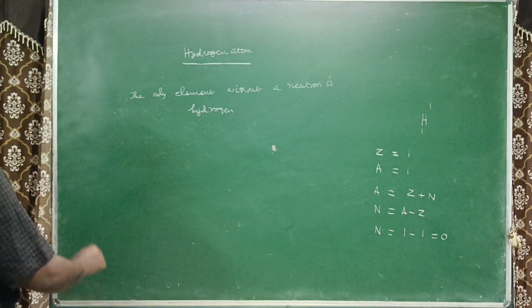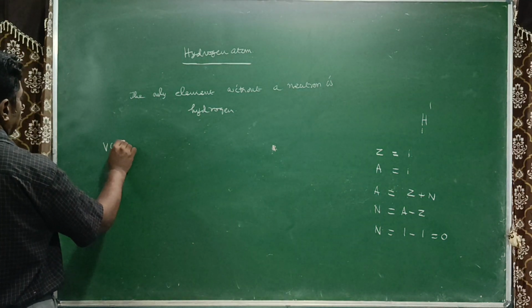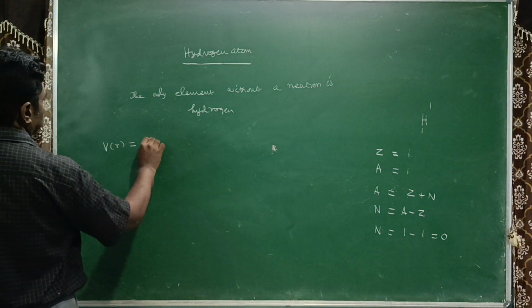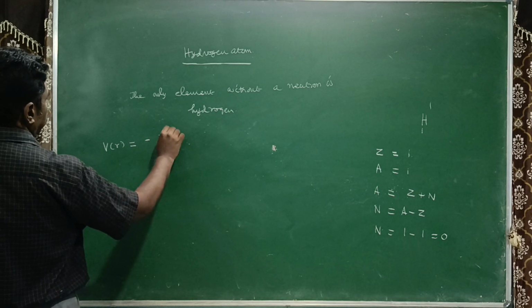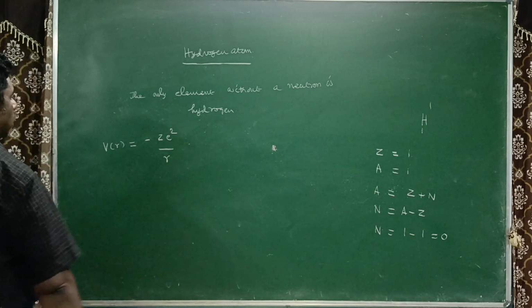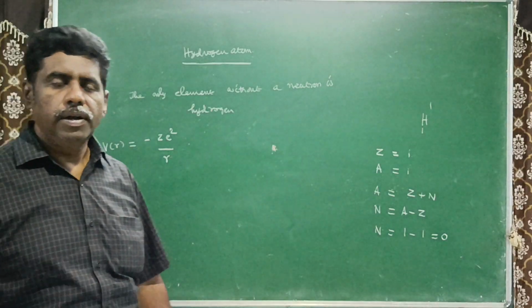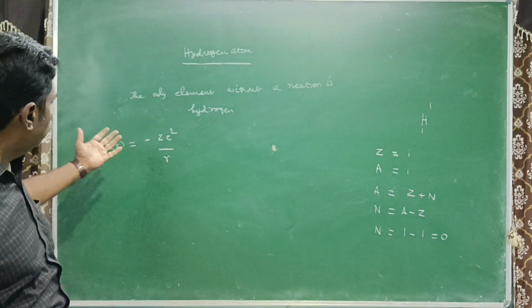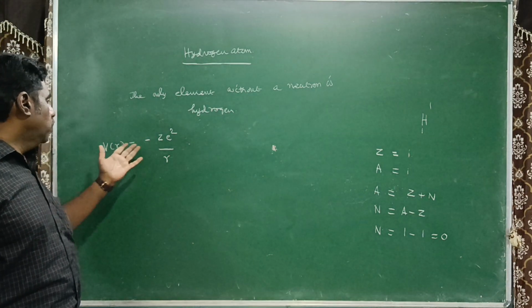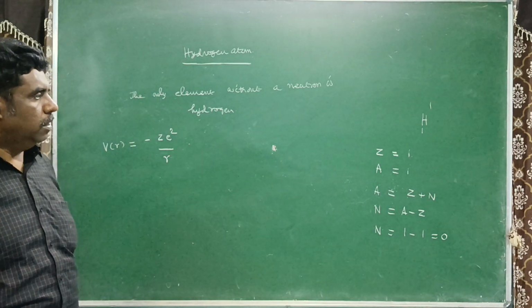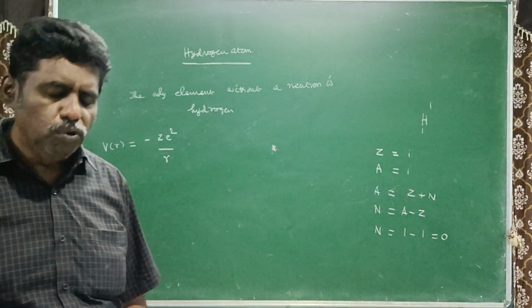Furthermore, the potential existing in the case of hydrogen is Coulombic. V of r is equal to minus Z e square divided by r. This is the potential of the hydrogen atom. The prime question is, how do you write V of r is equal to minus Z e square divided by r, since the potential is Coulombic in nature?